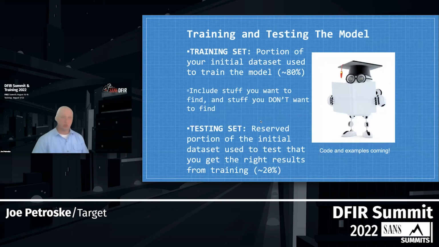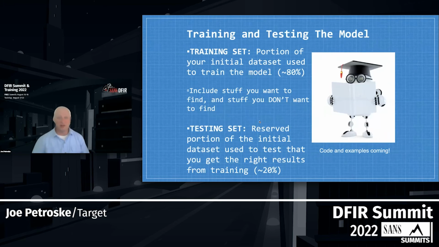Once we have our model in place, we'll have to train and test it. This is the pre-work that we're going to need to do before we can feed it uncontrolled data that we want to go investigate. A training set is the portion of the initial data that you've collected that's going to be used to train the model. It should be roughly 80% of the initial data set that we've collected here.